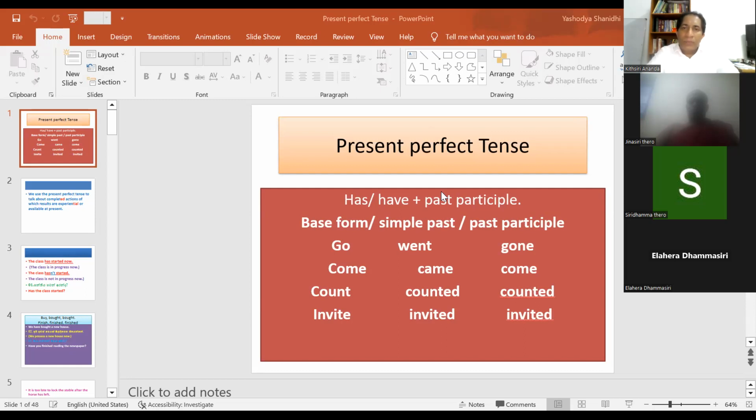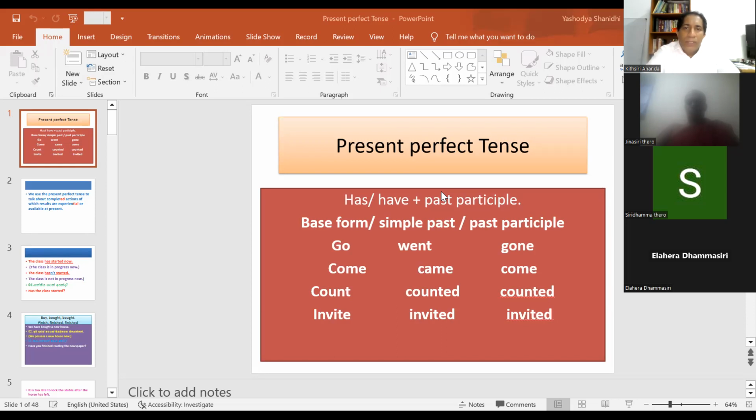So when it comes to the present perfect tense, initially we should understand the pattern, the structural formation. When it comes to the pattern, of course, we should understand we have to use either has or have as the helping verb according to the subject. Then the ordinary verb is used in the past participle form.